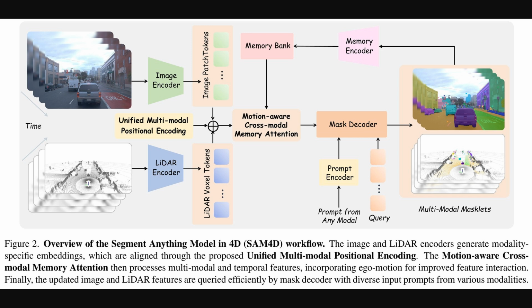So, digging into the model itself, this diagram shows the full SAM4D workflow. It starts with two data streams, camera, video, and LiDAR scans, which are processed by separate encoders. The magic really begins with that Unified Multi-modal Positional Encoding we mentioned, which projects everything into a shared 3D space. Then, a component called Motion-Aware Cross-modal Memory Attention, or MCMA, uses the car's own movement to help track objects consistently over time. This enhanced data is then used by a decoder to create the final, precise segmentations.